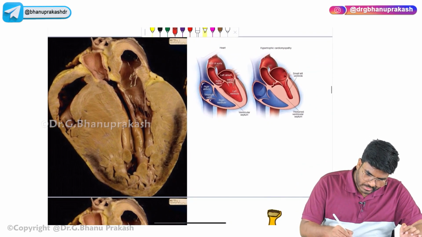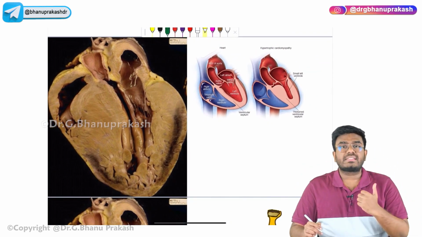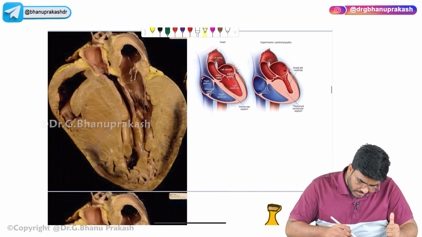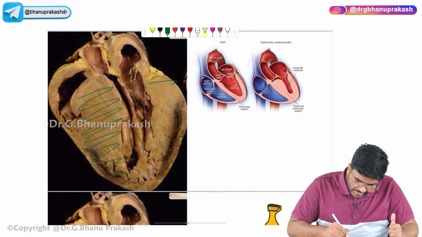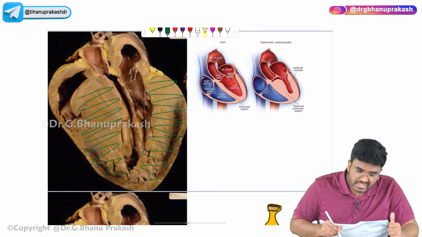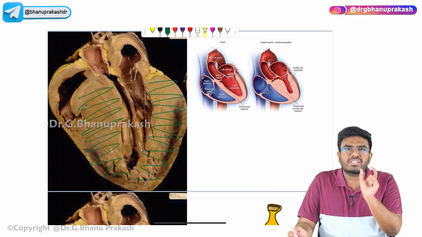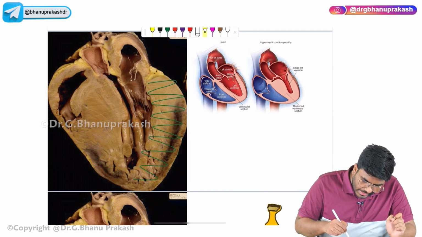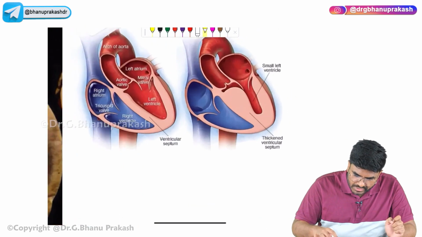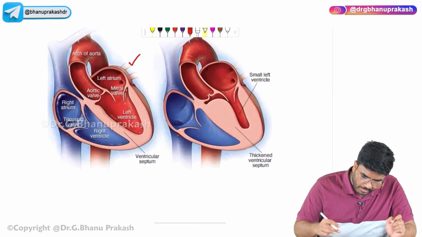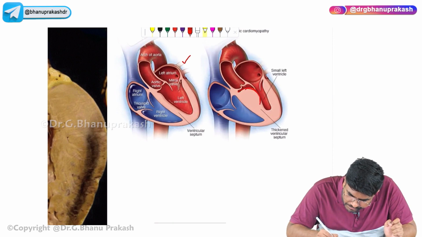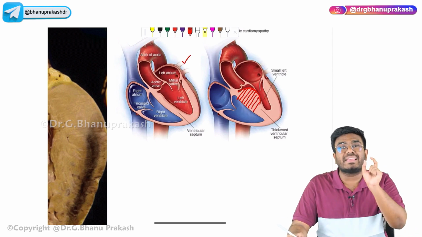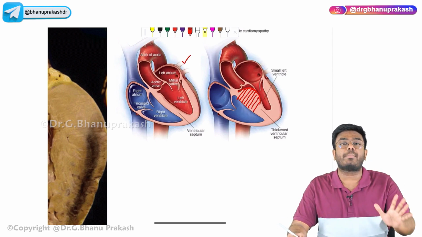Look here, on your left, whatever you are seeing. This is the interventricular septum, and this is the left ventricular muscle. See how much thicker the muscle is. So what is happening here is hypertrophy. Please concentrate here. When compared to the normal heart, see, there is septal hypertrophy. The septum is getting too much hypertrophied. This is called asymmetrical septal hypertrophy.